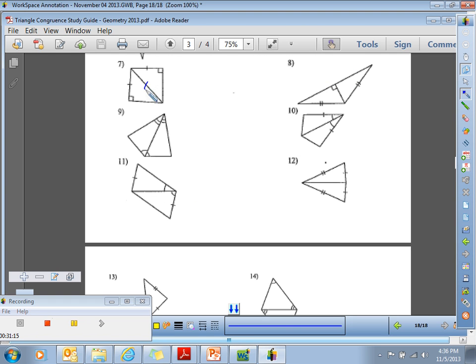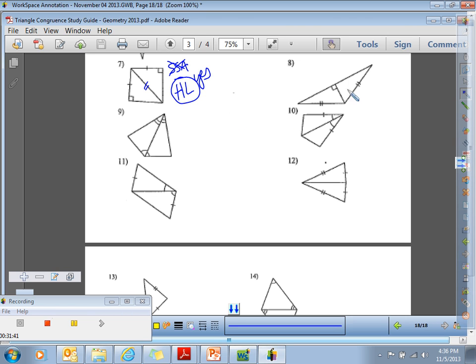Okay, number 7, they share that side in the middle. They have this side marked and this side marked, and they have one angle congruent. The angle's not in between those two sides, so this would be side, side, angle. That doesn't prove congruency, but I do notice these are right triangles. They have right angles, the hypotenuse is shared, so it's congruent, and one pair of legs are congruent. So this would be hypotenuse leg, and this proves congruency.